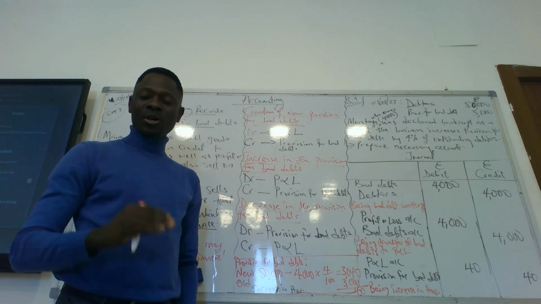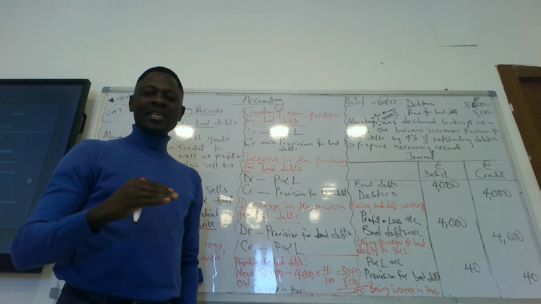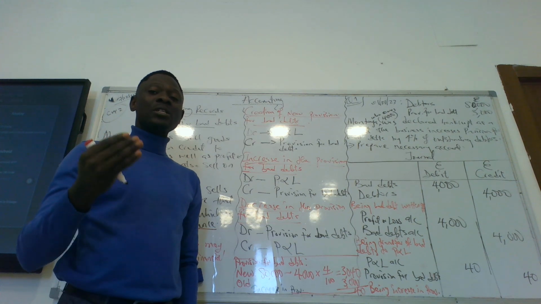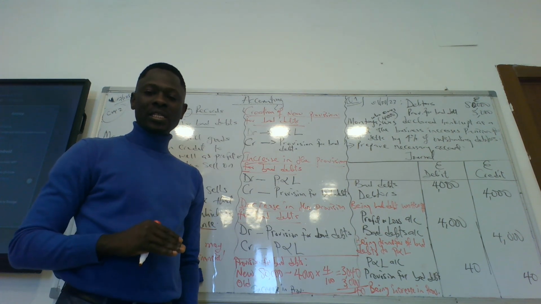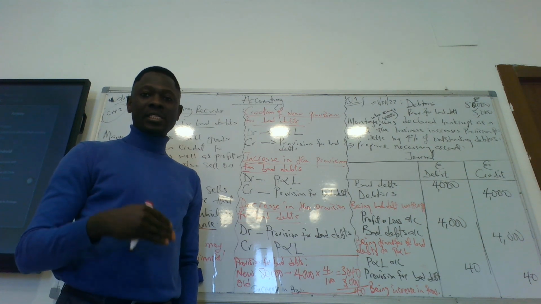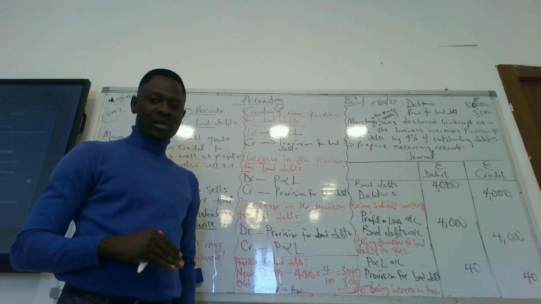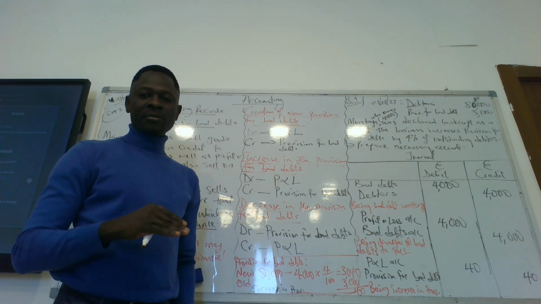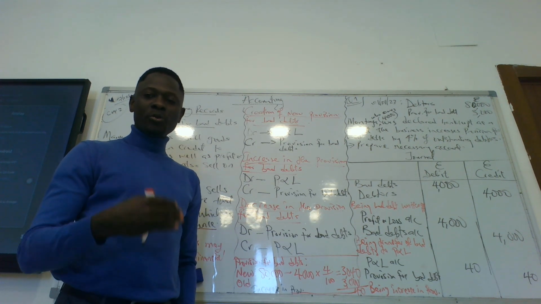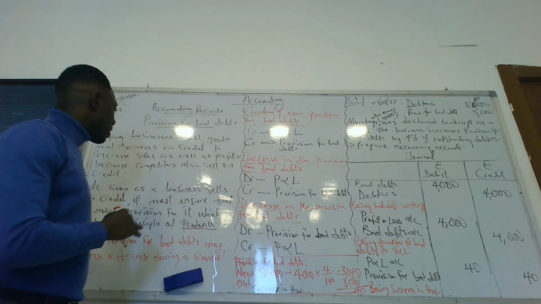But as soon as a business sells on credit, it is important for the business, under the accounting concept of prudence, to make provision for bad debts. Provision for bad debts simply means that some of the customers might not be able to pay back. And if the customers do not pay back, the bad debt must be written off. That is why we have to open an accounting record for provision for bad debts. So I'm going to start.